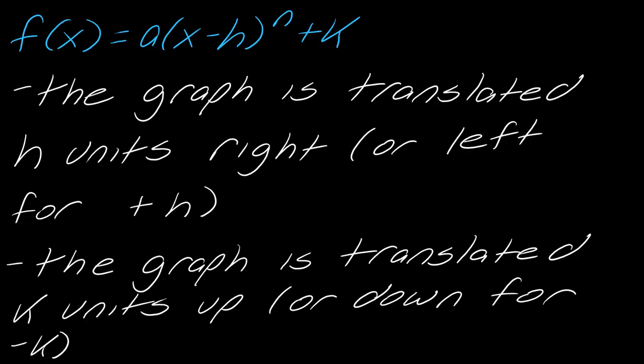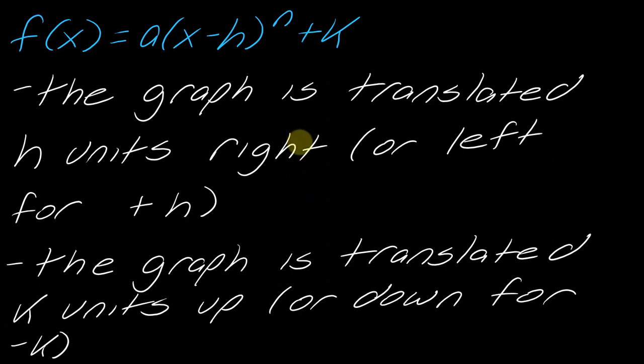Now, the other thing that I want to touch on here is something I've talked about in a lot of other videos. So this form, if you've worked with parabolas or just other translations, should be familiar to you. I'm making this video with the assumption you've seen translations before. So this -h is referring to translating the graph h units right. If this is plus h, then that's h units left.